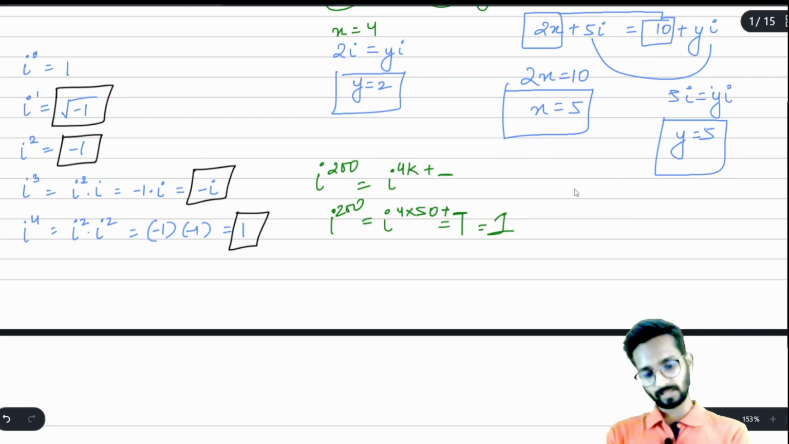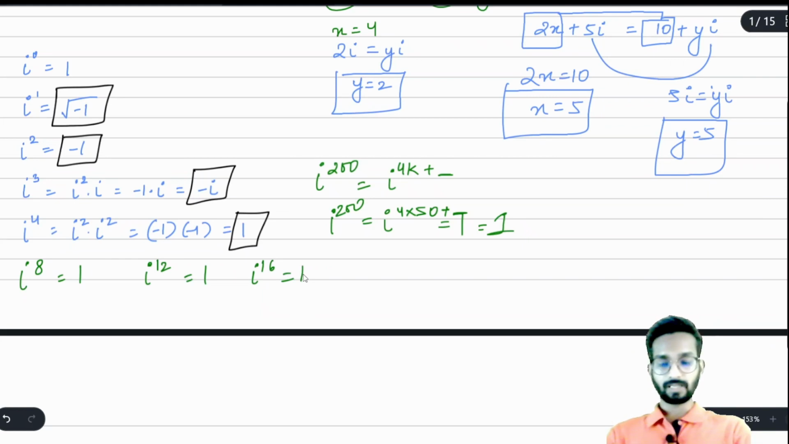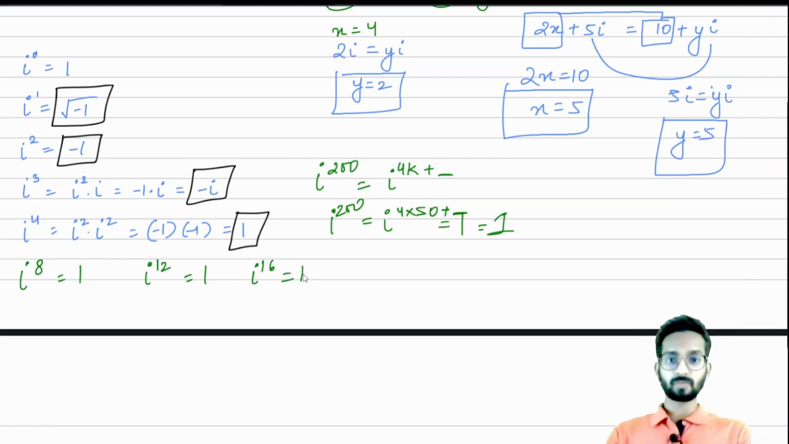Like this only, if I power 4 we know it is 1. If I ask you what is I power 8, it is also 1. If I tell you I power 12, it is also 1. If I tell you I power 16, it is also 1. If the power is divisible by 4, then it is very easy. Then we can directly say the answer will be 1.